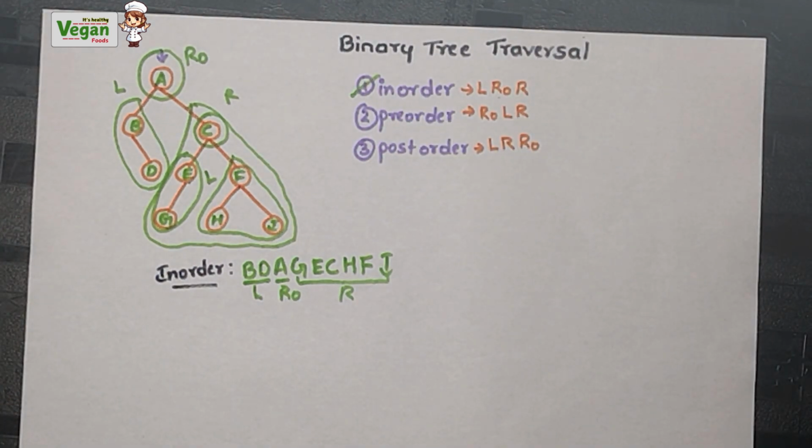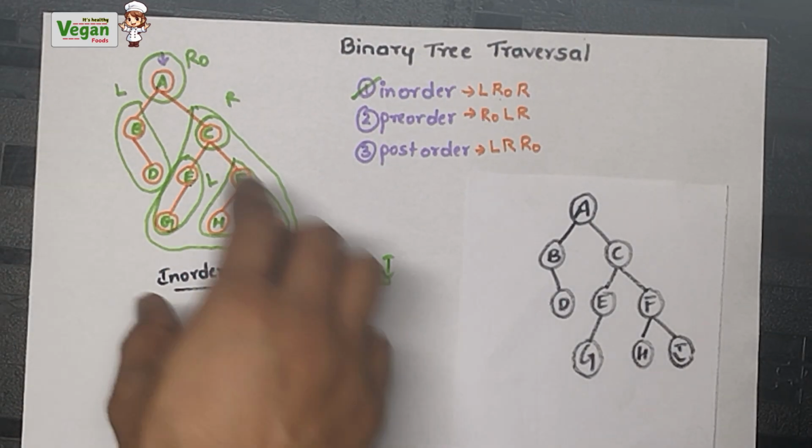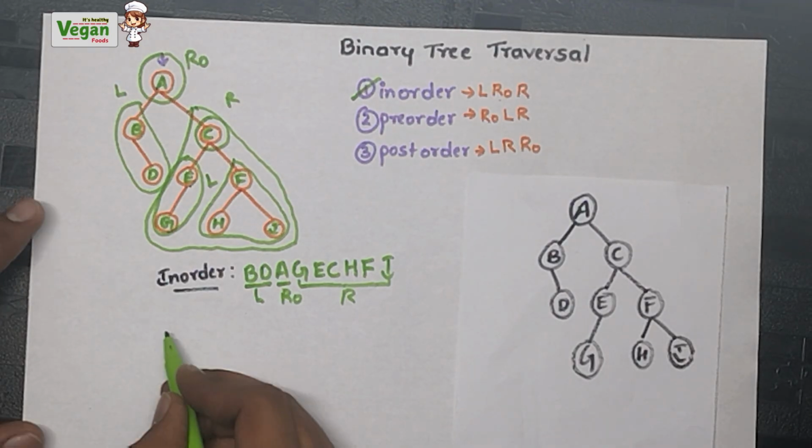Now let's do the pre-order traversal. Now let's consider the same tree. I have drawn the diagrams, so I will take a new one for the pre-order traversal. The second one will be pre-order.